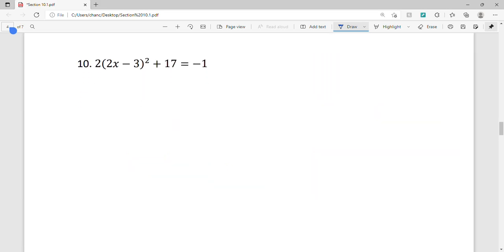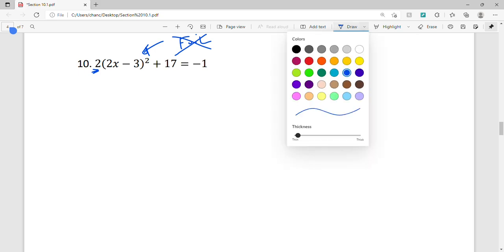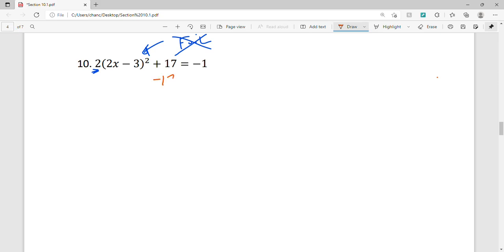Let's look at example 10, and a lot of students feel that they have to FOIL this out. No, don't do that. It's going to make a lot of work, or they'll try to distribute that 2 throughout. You can't do that. You would have to FOIL first, so don't try any of those methods. The best way is to isolate that square term. So we'll start by subtracting that 17 from both sides. And this gives me 2 times (2x minus 3) squared equals negative 18.